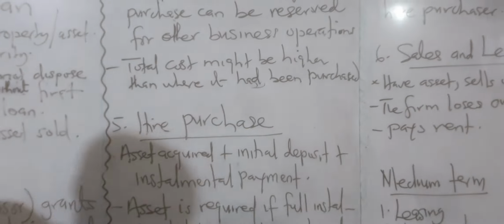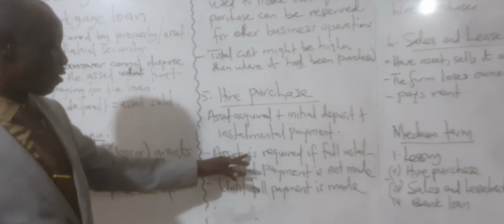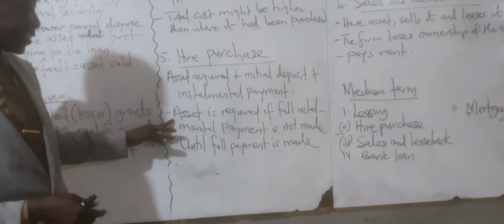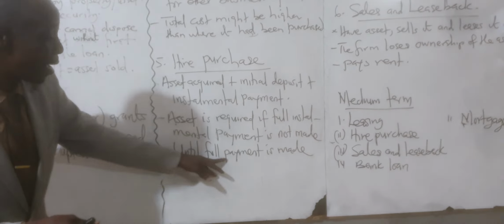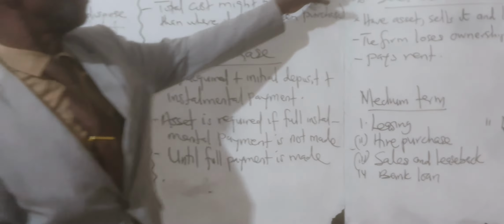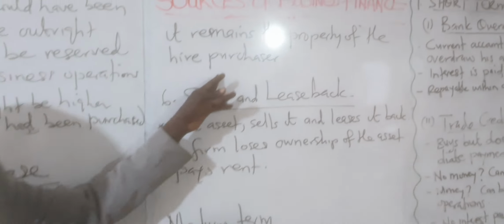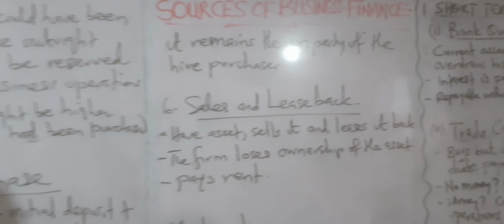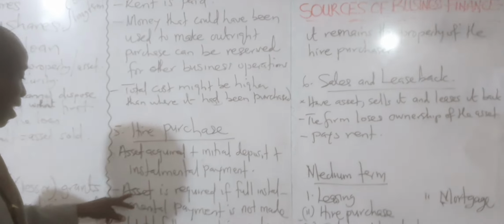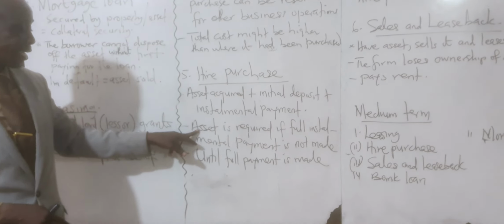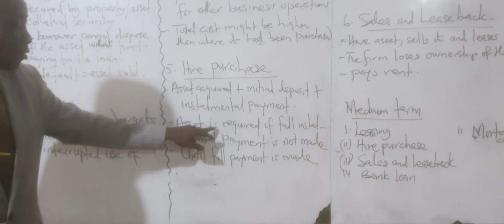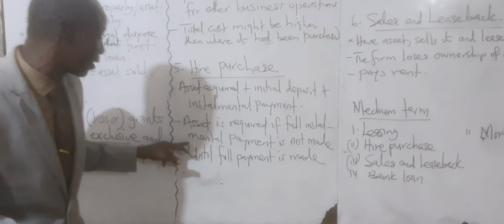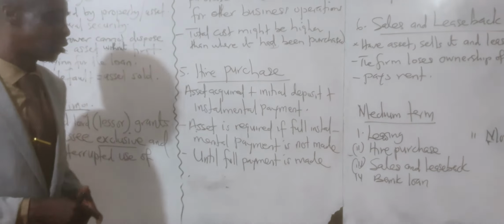So I said the asset remains the property of the hire purchaser, the one who gave it to you, until full payment is made. So that is that. Here I have already told you. The asset is repossessed if full installment payment is not made.